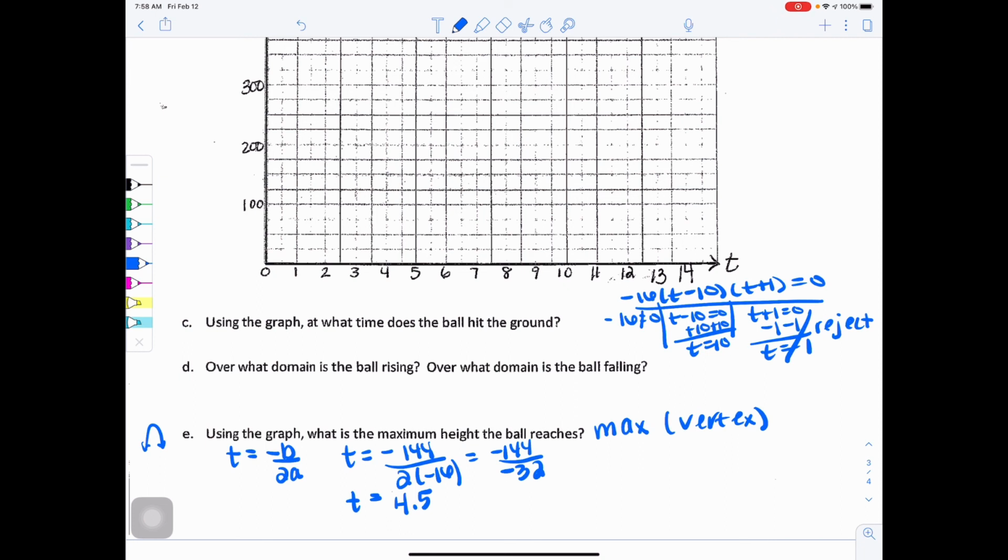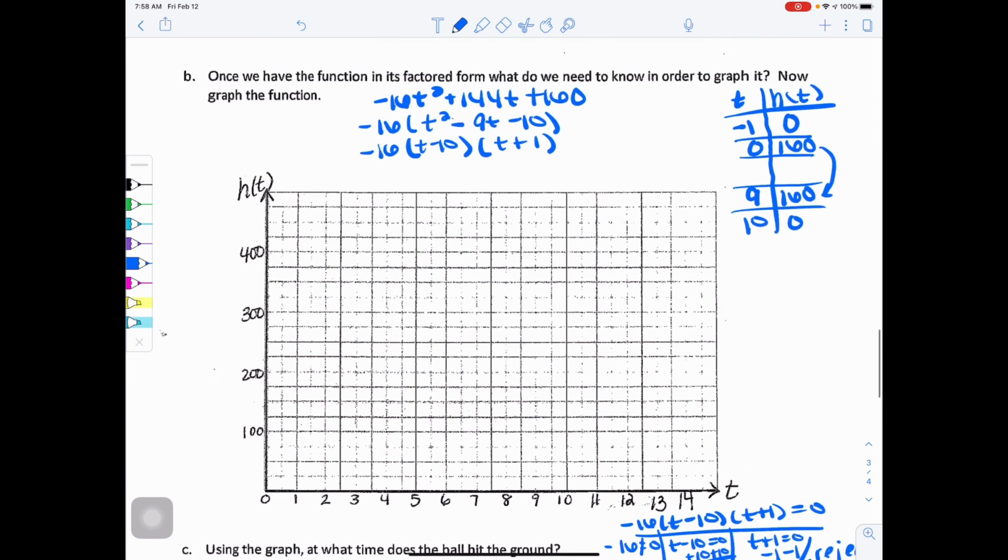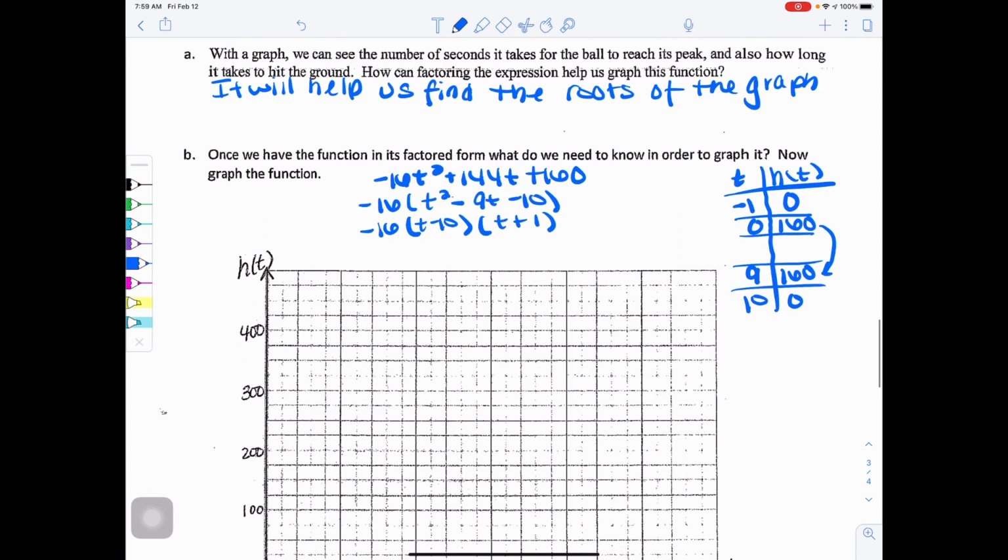So using the factored form, I'm going to do negative 16, t minus 10, t plus 1, and then equals h this time because we want to find out what the height is. We're not going to make it equal to 0. Every time I see a t, I'm going to put in 4.5. And now I can do that math to see that the height ends up being 484. So now I have the point that I can put in for my vertex, 4.5 and 484.